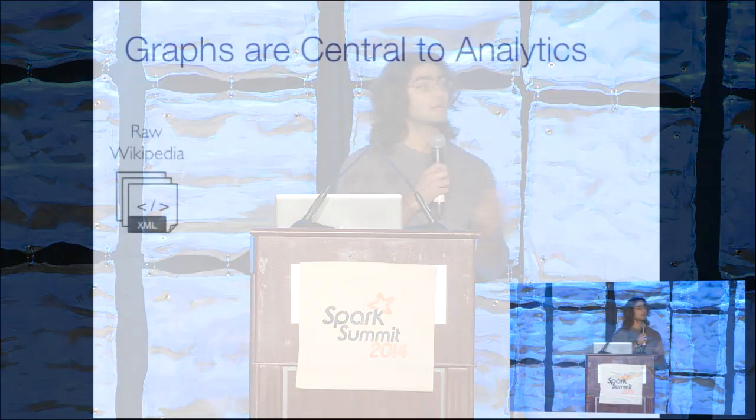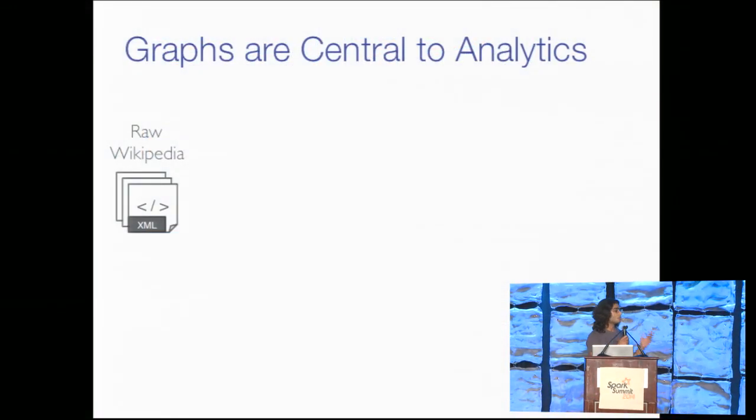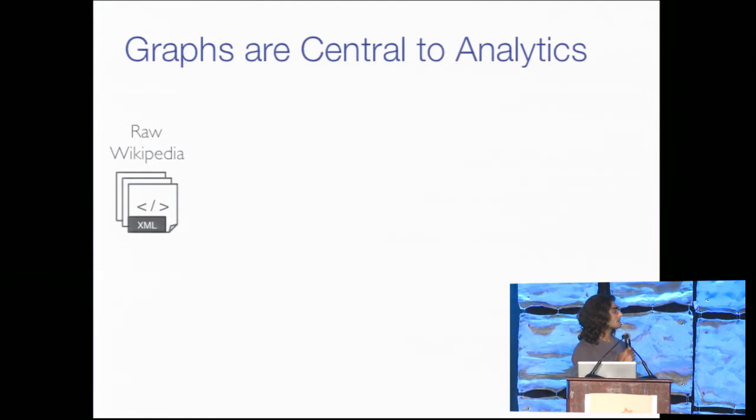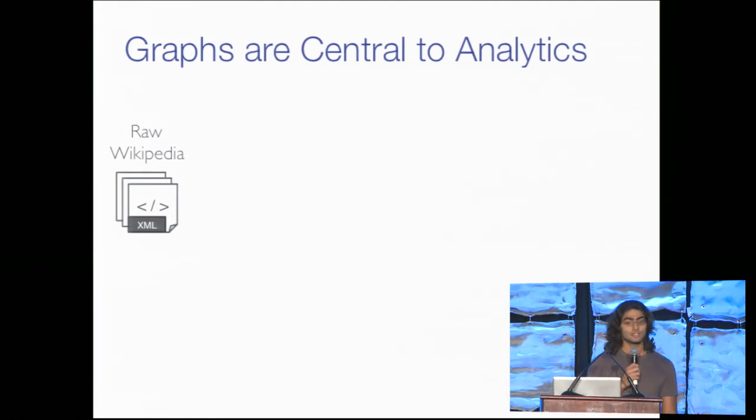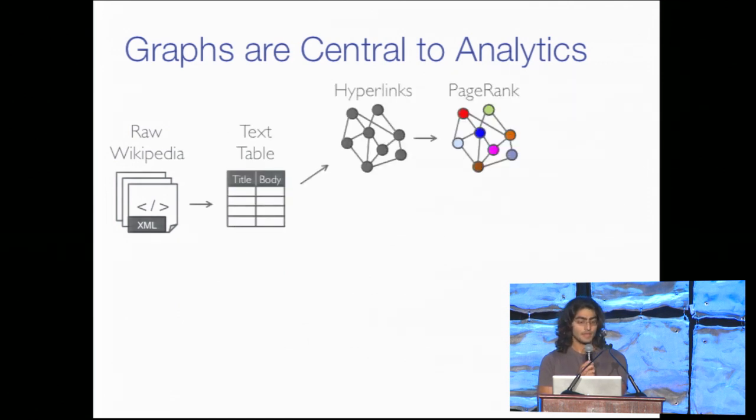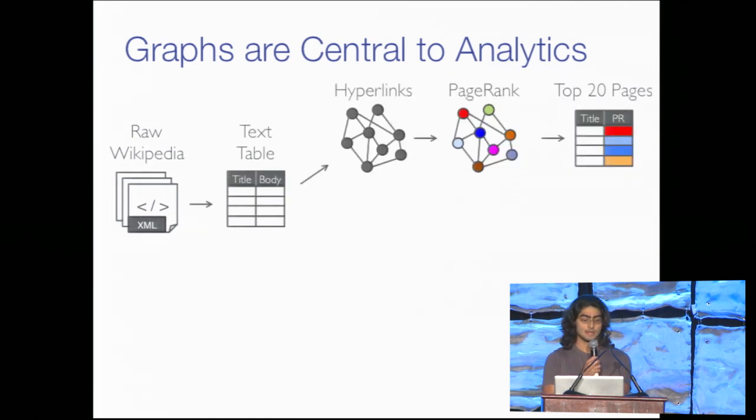I'll be talking about GraphX, which is a library for graph computation on Spark. All right, so graph structured data is common in analytics. For example, you might want to analyze the link graph for Wikipedia. So there you'd parse the XML of it, extract the link graph, maybe run PageRank on it, and get a table of the top 20 pages, for example.